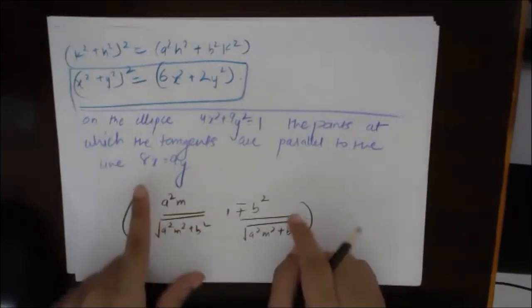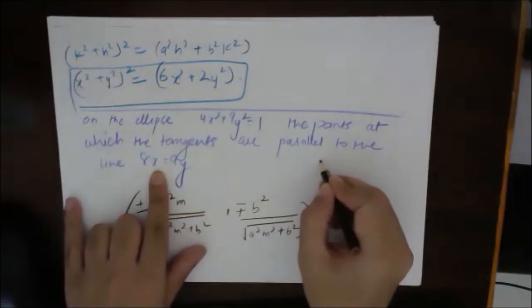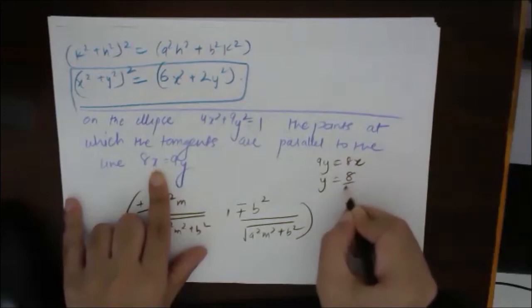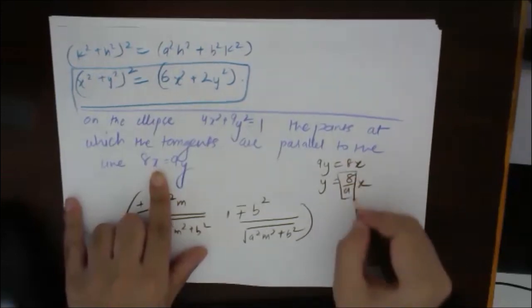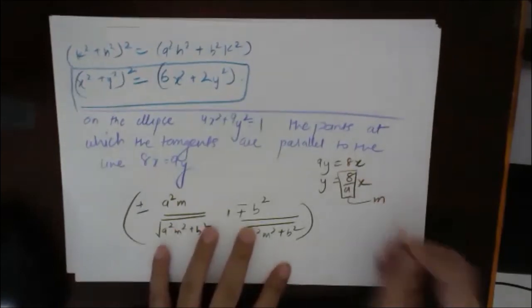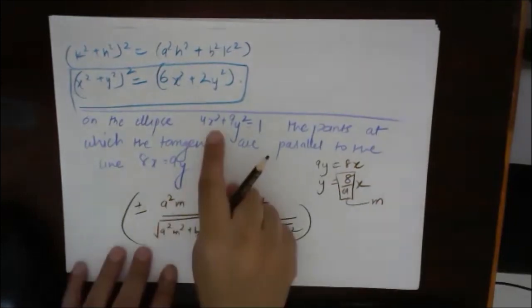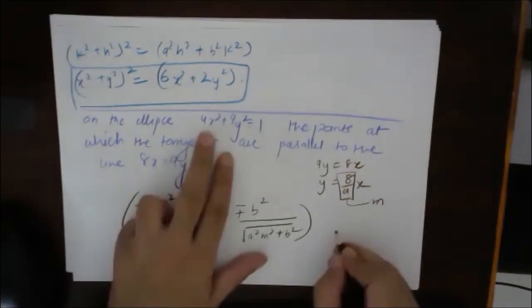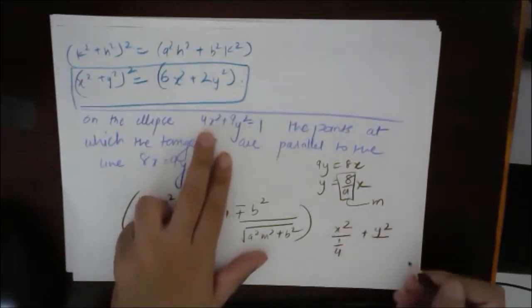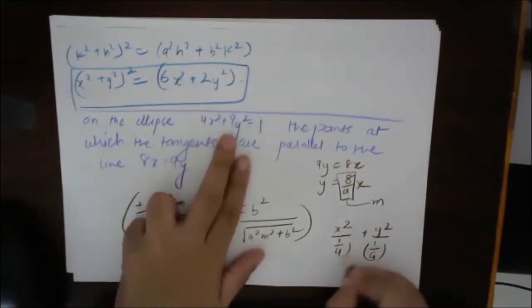Now m is already given, so they have given the line as 9y is equals to 8x. So that means y is equals to 8 by 9 x. So now this becomes the slope. They are saying that the tangent should be parallel to this line, so this is m now. This is the value of m. Now a square is what? Here we have x square by 1 by 4 plus y square by 1 by 9.